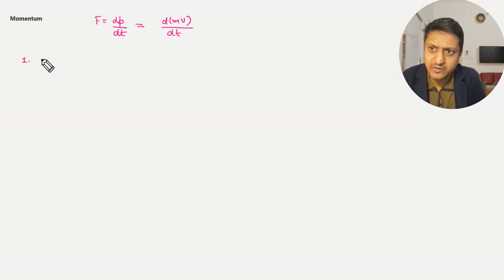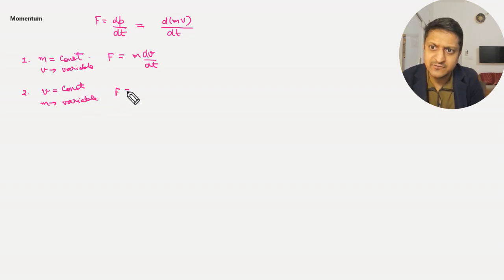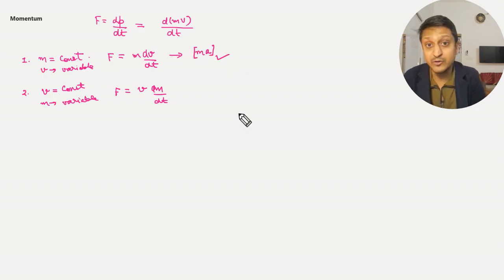The first case is when the mass is constant. So when mass is constant, the formula will be F equals m dv by dt, and when the velocity is constant, you can write here that v is variable and m is variable. At this time you will get the formula v dm by dt. So this formula further becomes ma. So force equals ma. This is a very popular formula that we all know.